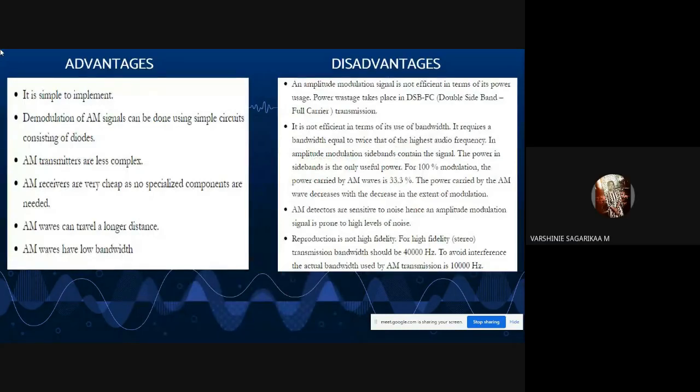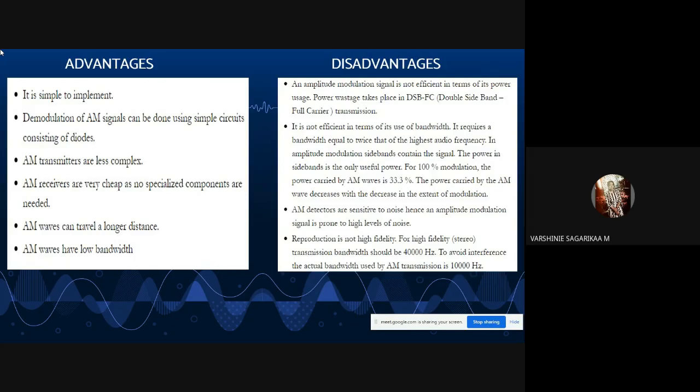Let us now look on to the advantages and disadvantages of amplitude modulation signal. Proceeding with the advantages first. It is simple to implement. Demodulation of AM signals can be done using simple circuits consisting of diodes. AM transmitters are less complex. AM receivers are very cheap as no specialized components are needed. AM waves can travel a longer distance. AM waves have low bandwidth.